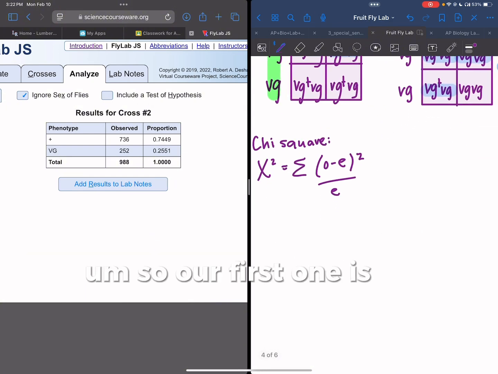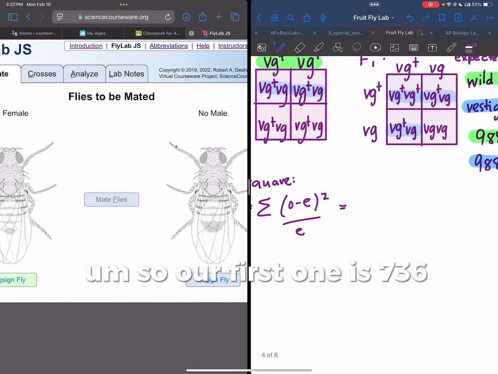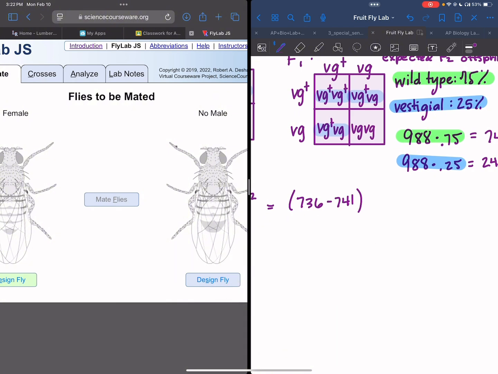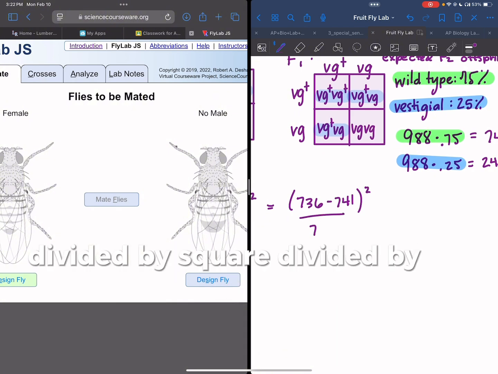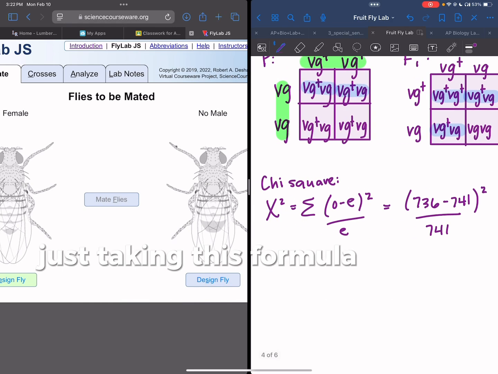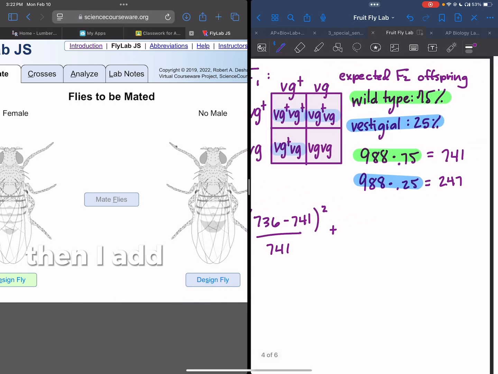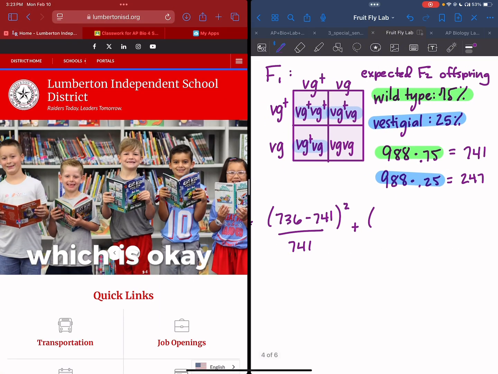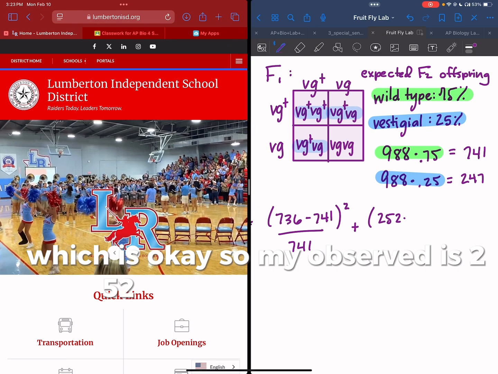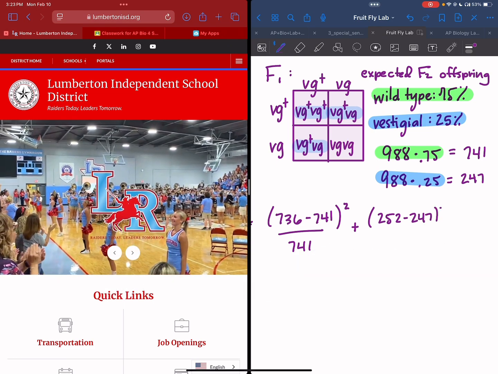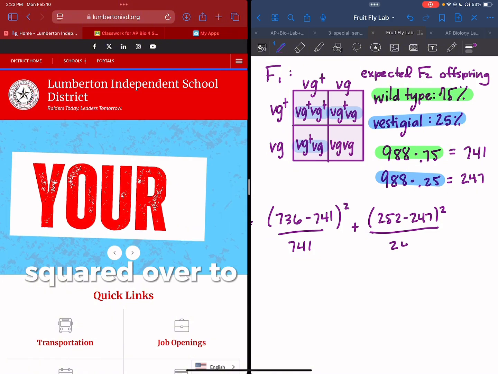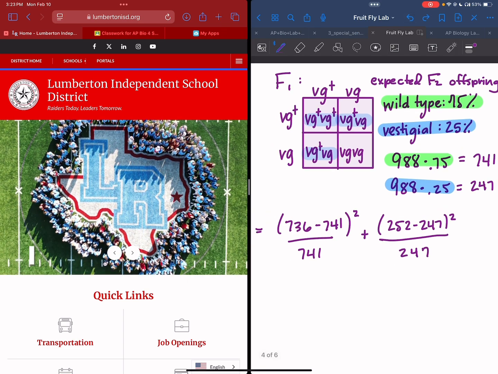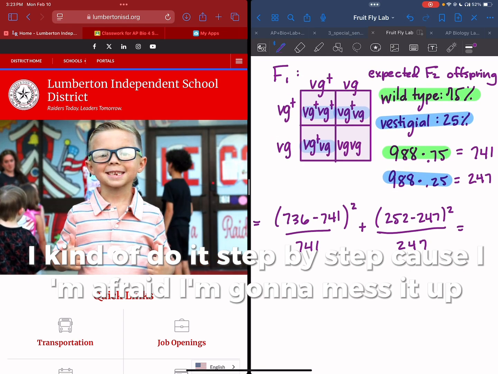So our first one is 736 minus that first expected value, 741, squared, divided by that expected value. I'm just taking this formula and plugging in my numbers. Then I add my other one. My observed is 252 minus my expected, squared, over my expected. I kind of do it step by step because I'm afraid I'm going to mess it up.